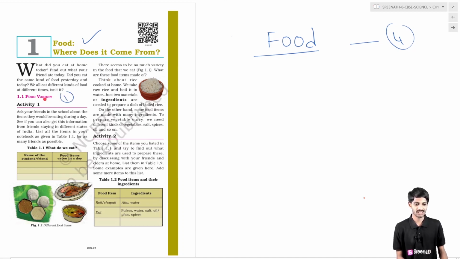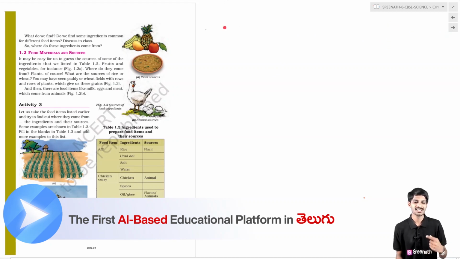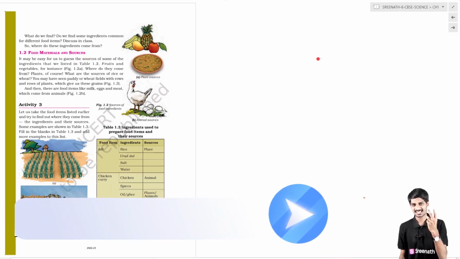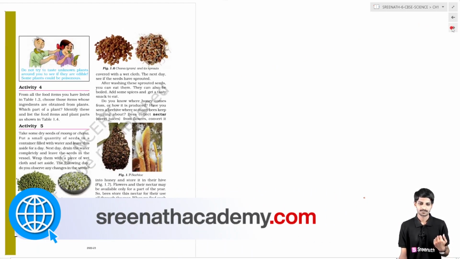The first topic is food variety. How many types of food varieties are there? Then what is the second topic? The second topic is food materials and sources. What are the sources of food materials? Are they animal sources or plant sources? That is the second topic. The third topic is plant parts and animal products as food. What are the animal products we are using as food, and what are the plant parts we are using as food? We are going to learn this. And the fourth topic, here in this textbook it is written as 1.5, but it is 1.4. It is the fourth topic.